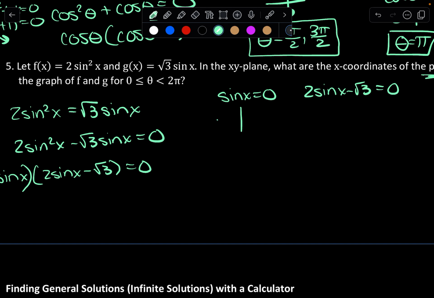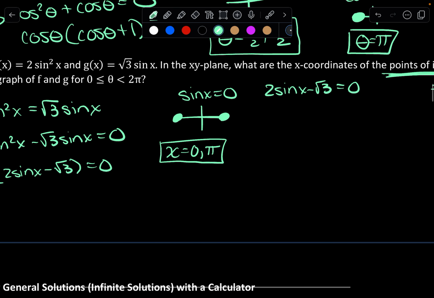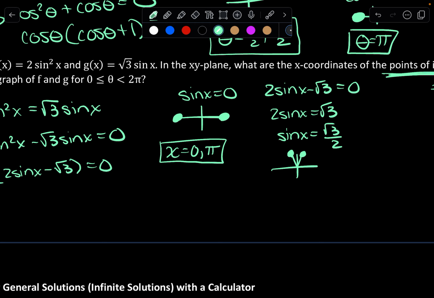For the first one, sine is equal to 0 at 0 and pi. So that means x is equal to 0, pi. Next one, we can add root 3. So I have 2 sine x is equal to root 3. Divide by 2, I have sine x is equal to root 3 divided by 2. On the unit circle, we will be pretty far from the x-axis. So this will be pi over 3 and 2 pi over 3.